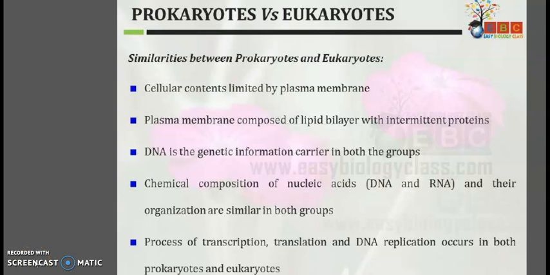Before going to the major differences between the prokaryotes and eukaryotes, let's see the similarities between them. Their cellular contents are limited by the plasma membrane. The plasma membrane is composed of a lipid bilayer with intermediate proteins. DNA is the genetic information carrier in both groups. The chemical composition of nucleic acids and their organization are similar in both groups. The processes of transcription, translation, and DNA replication occur in both prokaryotes and eukaryotes.